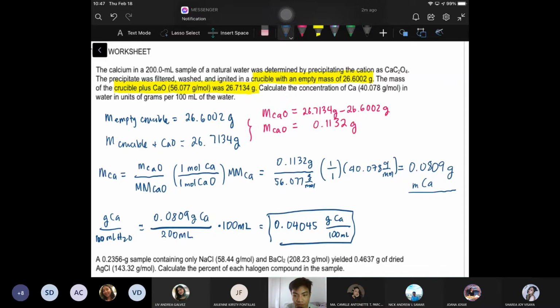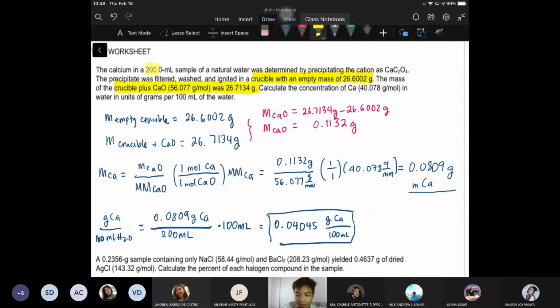If you have questions, you can raise your hand para masagutan natin. Sir? Yes po. Sir, question lang po. Sir, saan po galing yung 200 ml? Ay, 200 ml, that is the mass of your sample. Ay, volume of your sample. Ito. Okay po. Thank you.